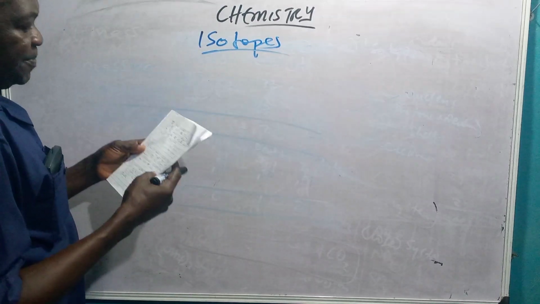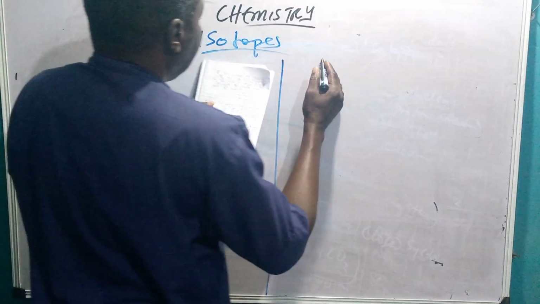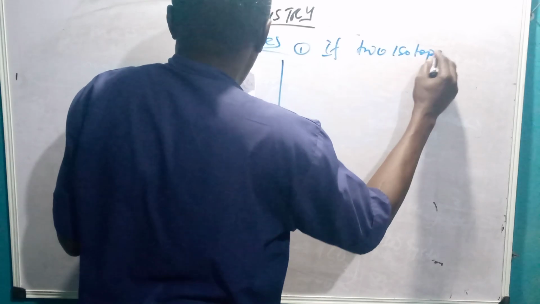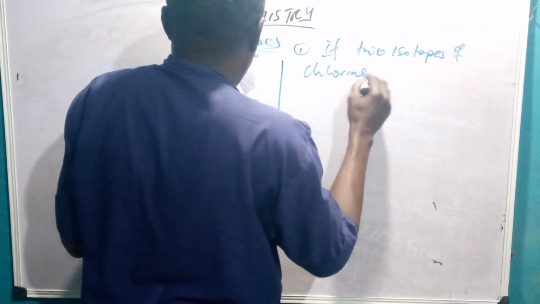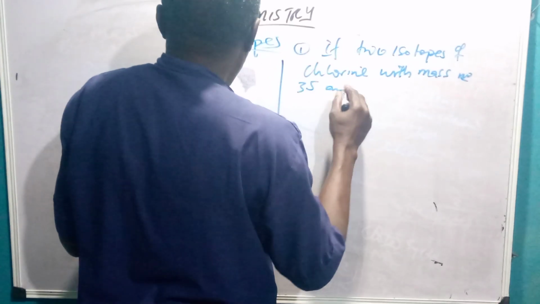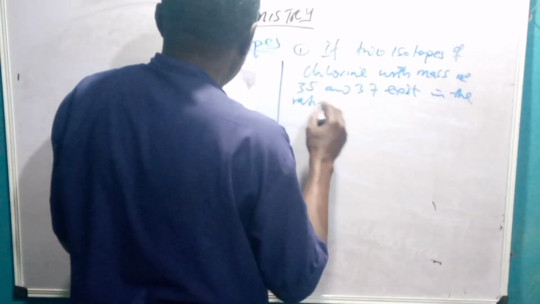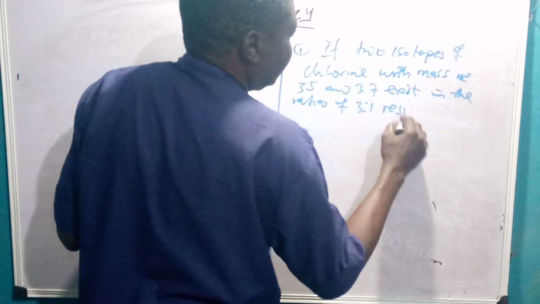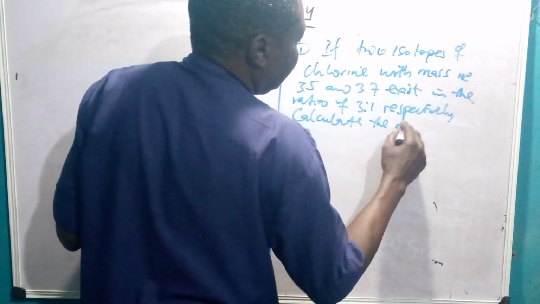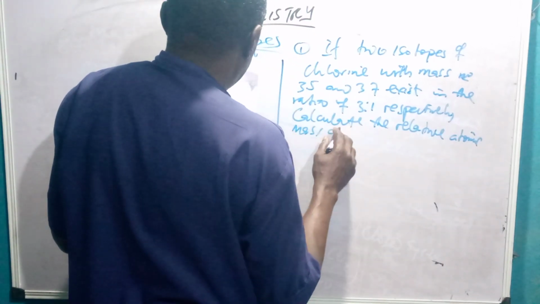I'll write some questions on the board. Remember, I will always be cleaning it. Maybe I will write it this way. Question one: if two isotopes of chlorine with mass number 35 and 37 exist in the ratio of 3 to 1 respectively, calculate the relative atomic mass of chlorine.